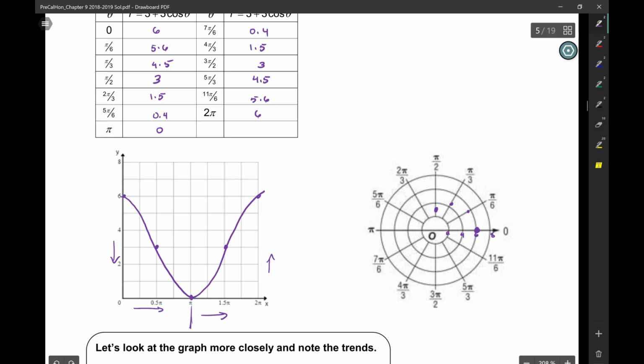Okay, so look at what's happening. Look at how far away I am. And then the radius gets smaller, smaller, smaller. When is the radius 0? At pi over 2, the radius is 3. And then at pi, the radius is going to be 0, right? But before that, at 2 pi over 3, how much is the radius? 1.5. That's somewhere here. At 5 pi over 6, 0.4. And then at pi, it's 0.